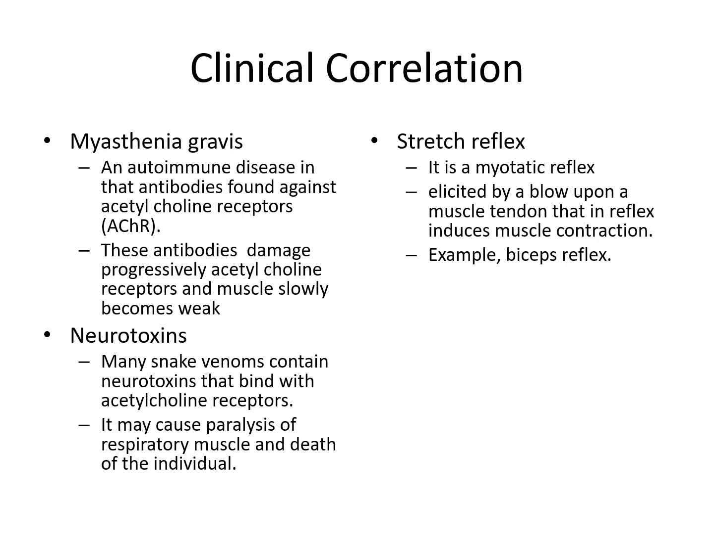Then the neurotoxins are secreted by snakes. So the snake venoms are neurotoxic. They can again bind with the acetylcholine receptor and paralyze respiratory muscles and cause death of the individual. Then the third term is stretch reflex. It is the myotactic reflex, and it is illustrated by a blow upon a muscle tendon that in reflex induces muscle contraction. So the most common stretch reflex we elicit is the biceps reflex.